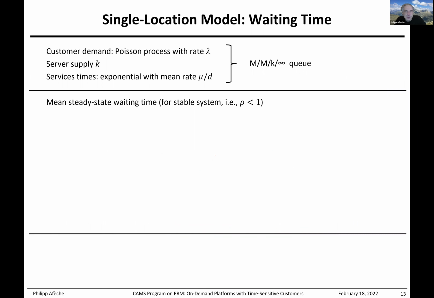Then, there's the waiting time that is an important building block, because it takes the demand rate and the supply and some of the stochastics, the variability, and translates this into a performance measure that affects demand. So this is a very standard queuing ingredient here.